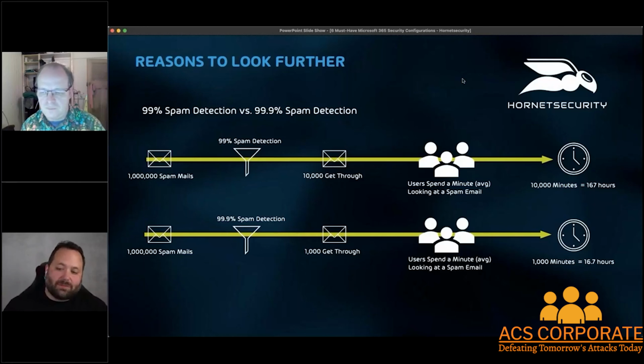In this particular chart, we looked at it from the standpoint of what's the lost productivity from just having to deal with those spam messages. So in this case, we've got a million spam emails, right? Depending on the size of your organization, that may sound completely reasonable and normal, or that may sound like a lot if you're a small organization. But for the sample size here, we have a million spam emails, and a 99% spam detection rate will allow 10,000 of those emails through.